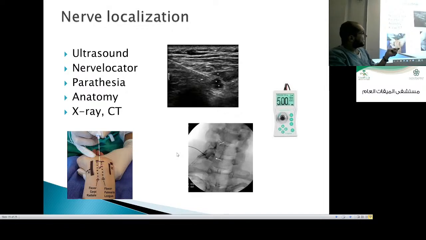Lastly, X-ray and CT. Here we can locate the nerve itself by dye on the C-arm. But this is mostly concerned with chronic pain management, not with acute pain or surgeries.